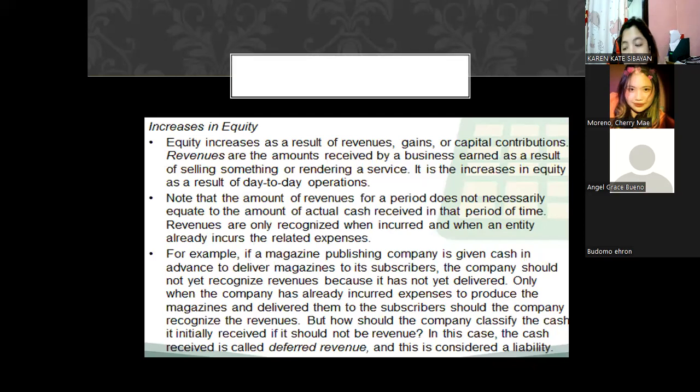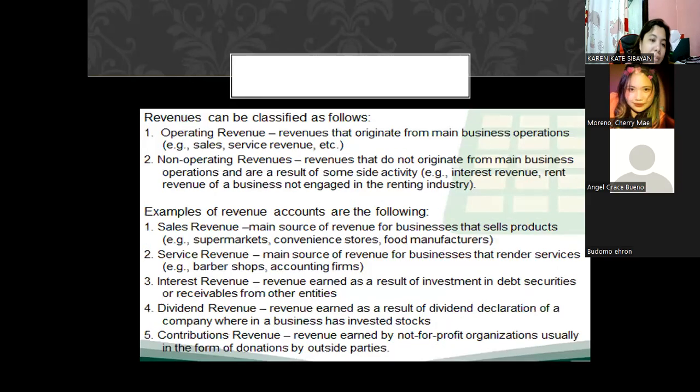So yung nababanggit po na deferrals and accruals, so pag deferred revenue, it is also considered as a liability. Okay? Same as unearned revenue. So very essential yung accruals and deferrals in the adjusting entries na later on mapag-aaralan ninyo din. Okay? And take note of that. So revenues can be classified as follows.